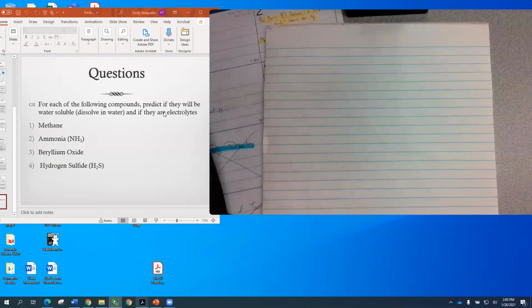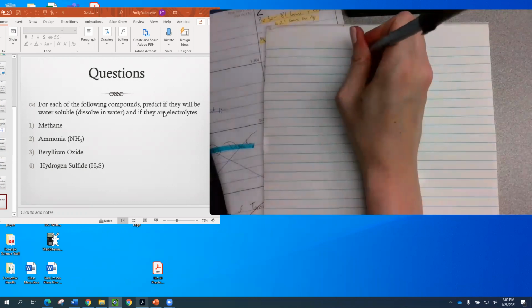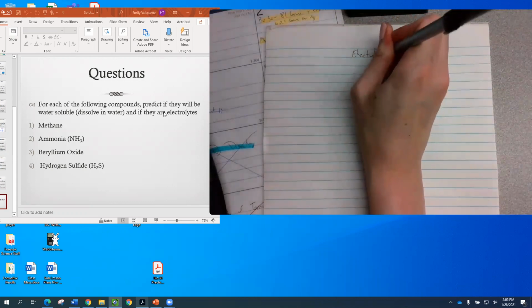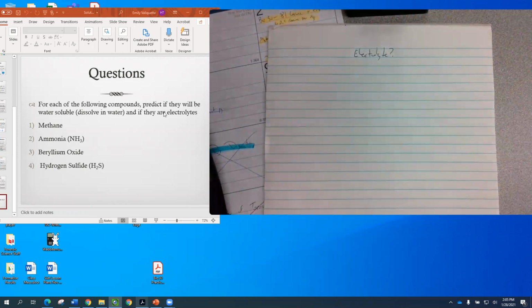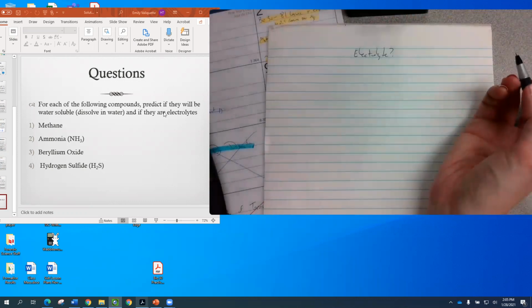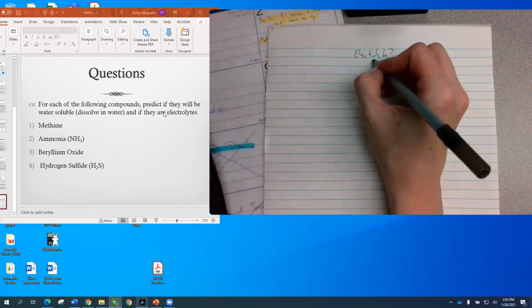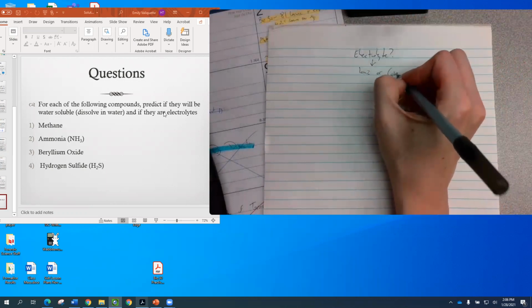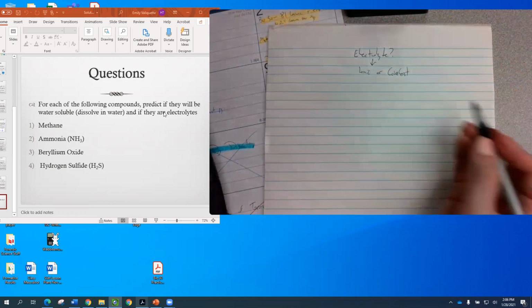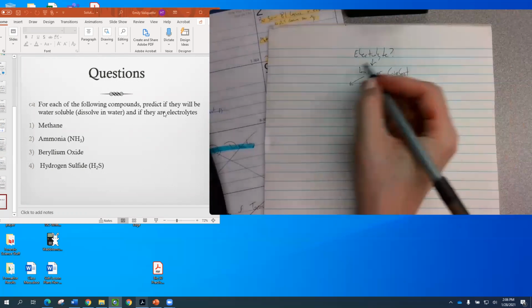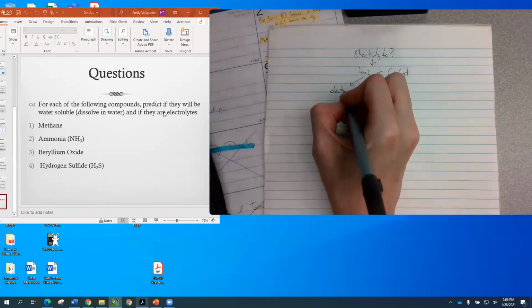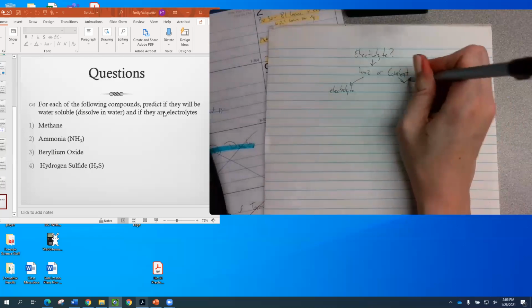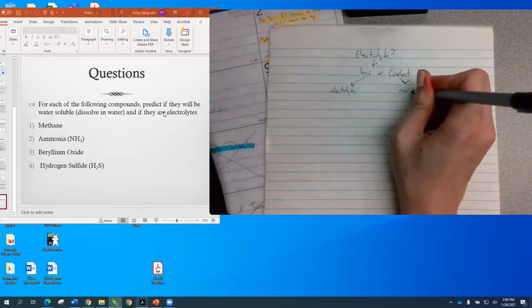Okay, so to figure out if this is going to be an electrolyte or not is pretty easy. When we're trying to figure out if it's an electrolyte, what we're really looking for is what type of compound are we dealing with? So is it ionic or is it covalent or molecular? If it is ionic, that means it's going to be an electrolyte. If it's molecular or covalent, it is a non-electrolyte.